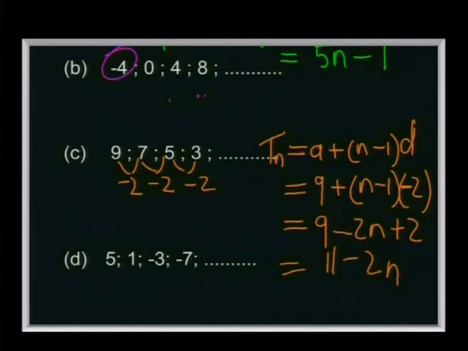And what I'm going to do is check the fourth term again. I know that I want my fourth term to be 3. Let's see if I get 3 using this formula. 11 minus 2 times 4, because it's the fourth term, gives me 11 minus 8, which is 3, so it works.